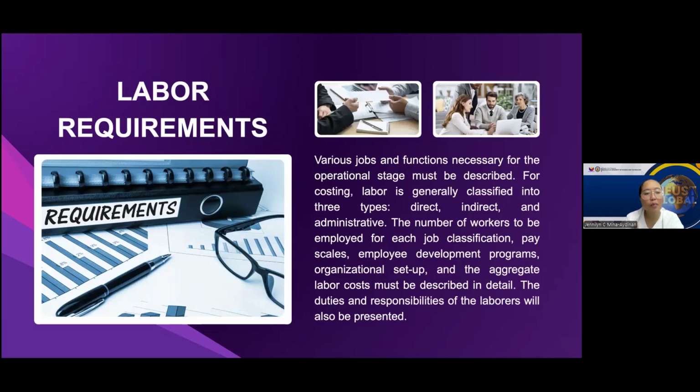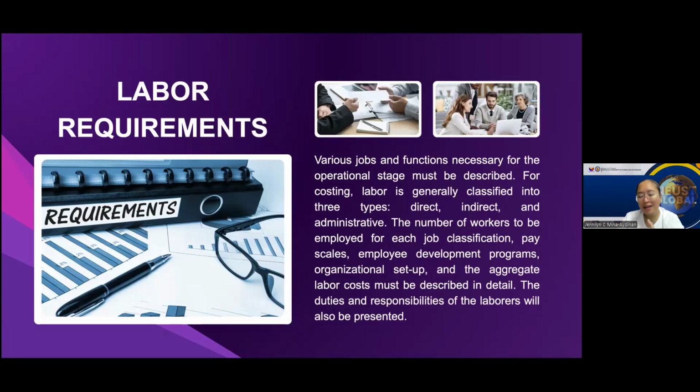Example, students operating a metal fabrication shop outline their labor needs. For example, direct labor, position: welder. Number: 3 workers. Salary: $2,500 per month.